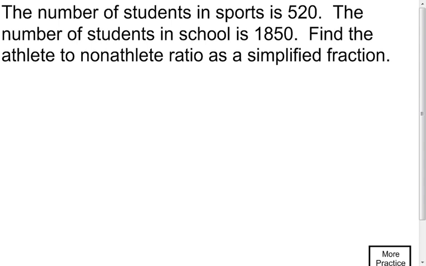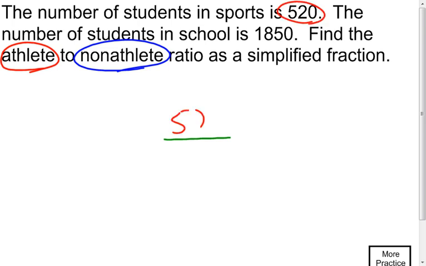Now my next example, kind of the same numbers from last time, still 520 athletes and 1,850 students in the school. This time I want to find the athlete to non-athlete ratio, and it wants it as a simplified ratio. So again, I need to know my athlete to my non-athlete, and I'm going to have my fraction again. My athletes are going to be in the numerator, my non-athletes in the denominator. The athletes, that one's pretty straightforward. It's right here, the 520. It tells that to us.